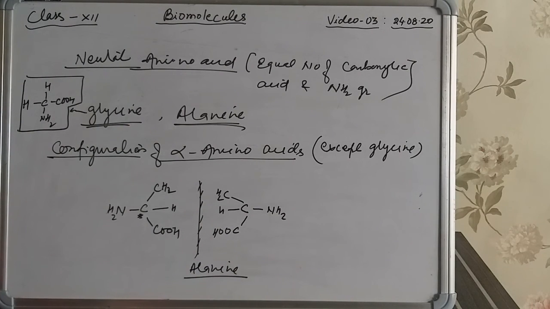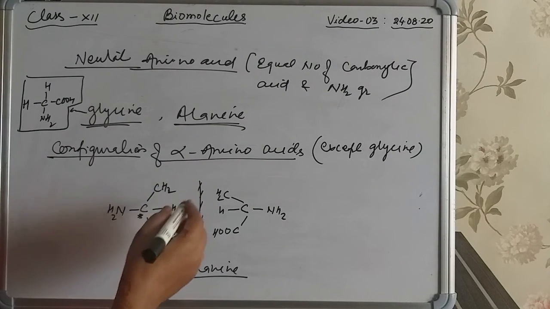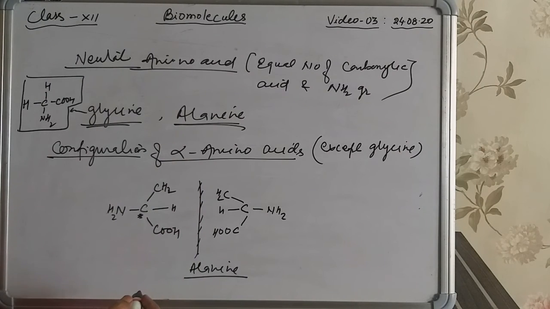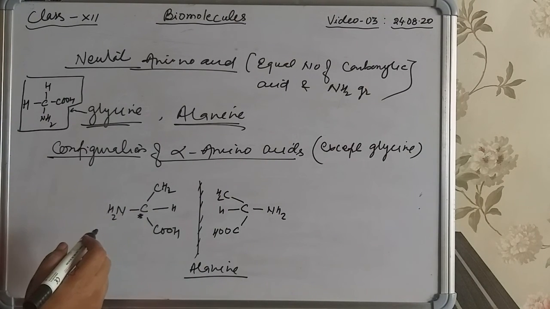So in this way we can find out which amino acid will be optically active or inactive. Except glycine, all naturally occurring amino acids are optically active in nature because chirality is present in their compounds. The carbon is bonded with 4 different groups of atoms. So in this way we can distinguish the alpha amino acids.